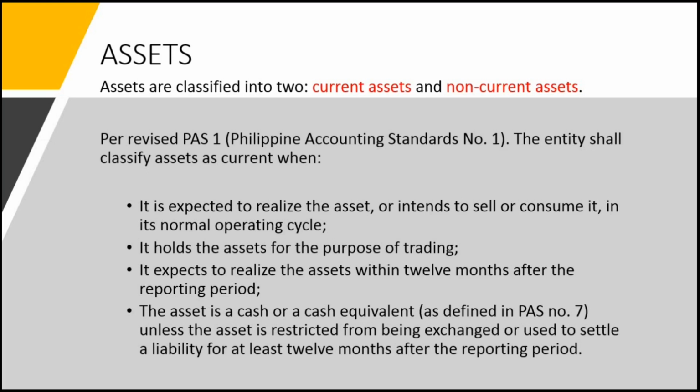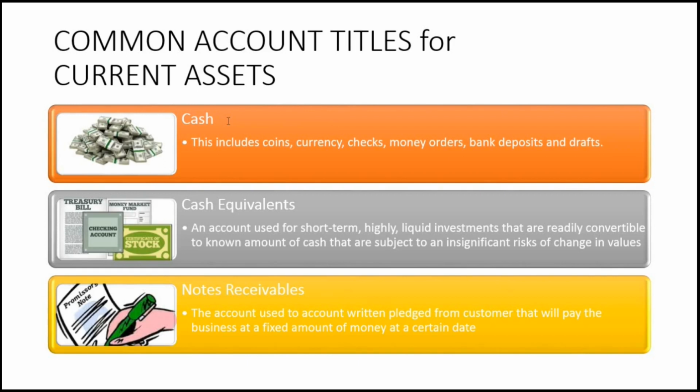Now, what are the common examples or account titles used under assets? So first, we have cash. This is the very common kind of asset, and it is considered a current asset. When we say cash, it includes coins, currencies, checks, money orders, bank deposits, and drafts. So hindi lang pala bills and coins yung kasama, but it also includes mga cheque or money orders, or mga instruments which are readily negotiable.